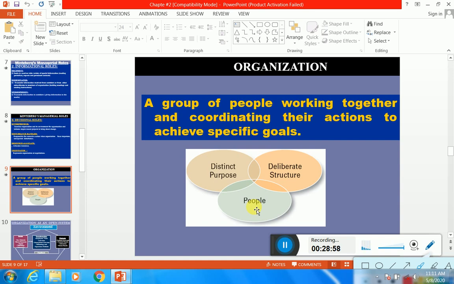For an organization, three things are very important. The first thing is distinct purpose. Every organization is formed with at least one major goal. Take the example of Salam. Salam is an educational organization, an educational institute. Why is Salam in the market? Because Salam's vision and mission is to provide high quality education to students at lower cost. It means that it has a distinct purpose.